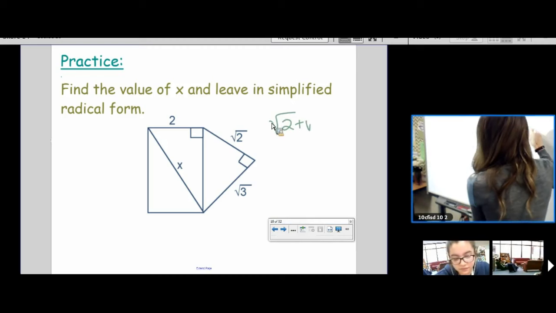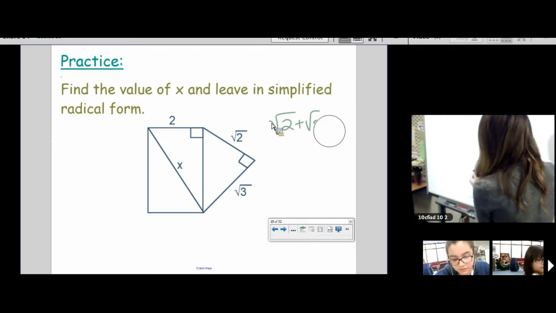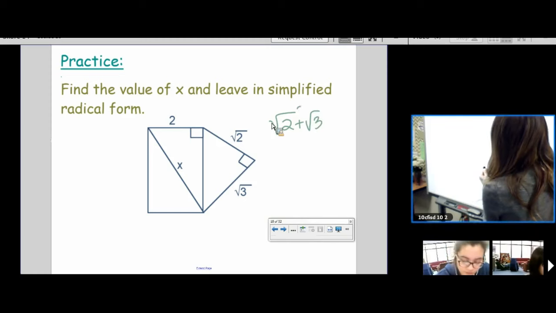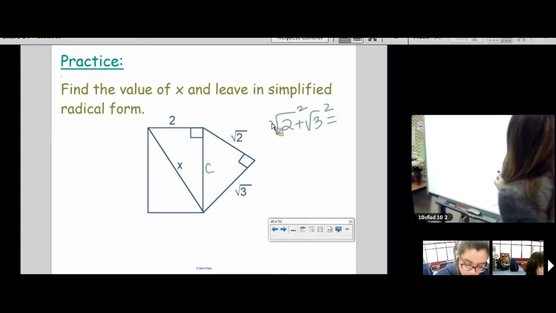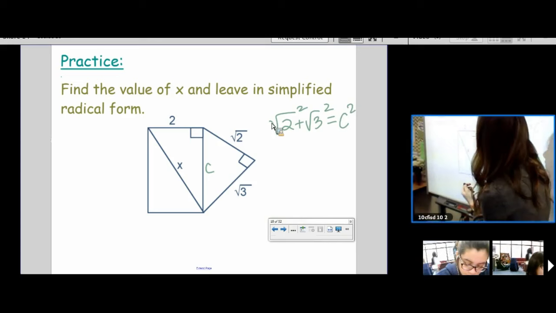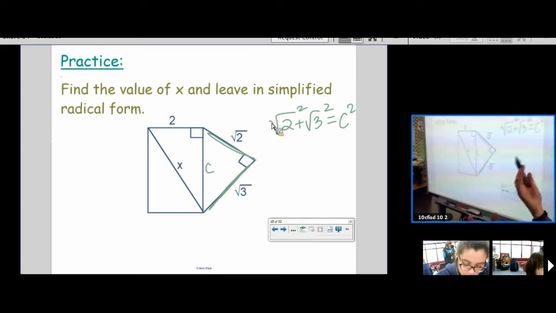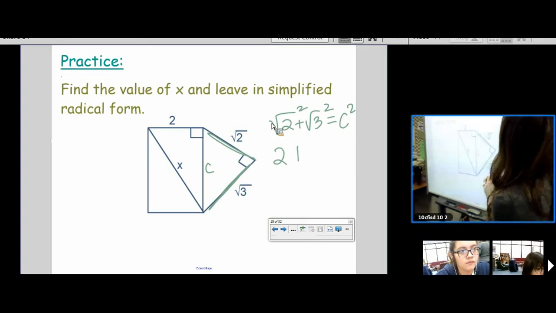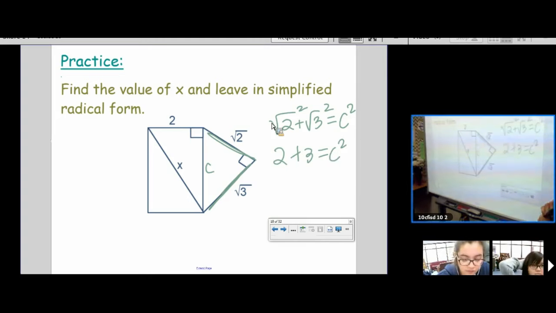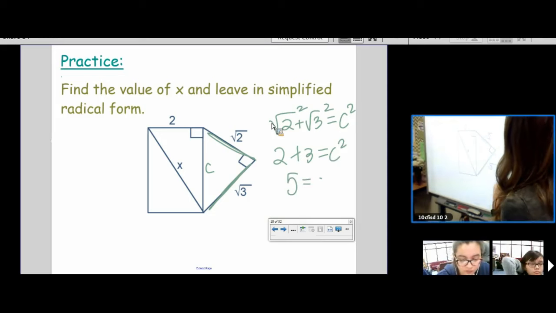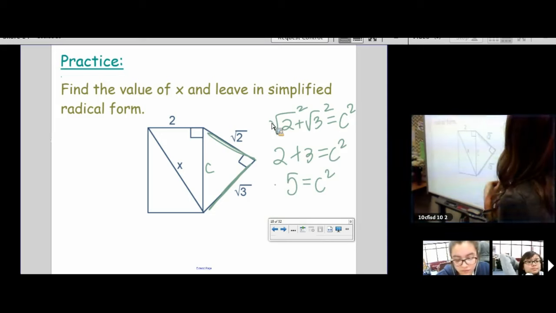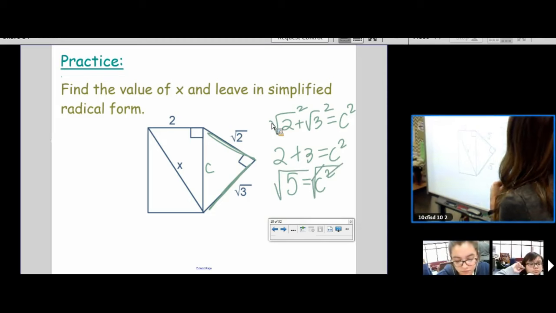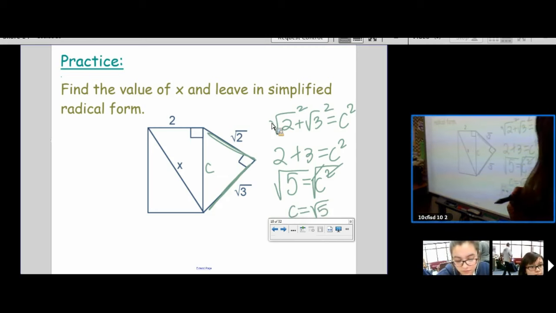A squared plus B, oops, that's a 3. B squared is equal to, I'll call it C, C squared. So we begin with a right triangle, the one that we know 2 things about. You have to know 2 things to do the Pythagorean theorem, 2 sides. And so now we know square root of 2 squared is 2, square root of 3 squared is 3, 2 plus 3 equals C squared. 5 equals C squared. We know to solve for C, we need to square root both sides. So C is equal to none other than the square root of 5.